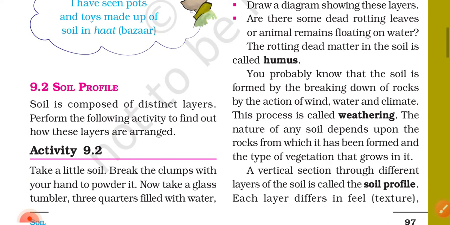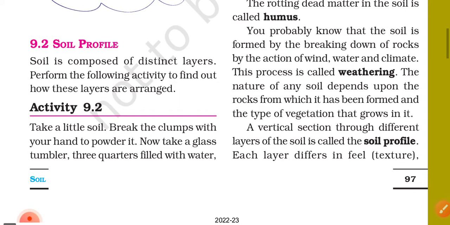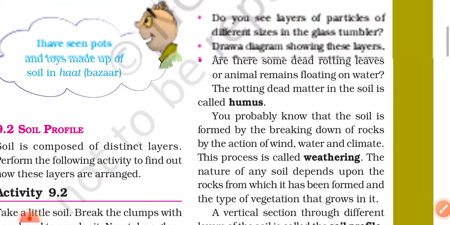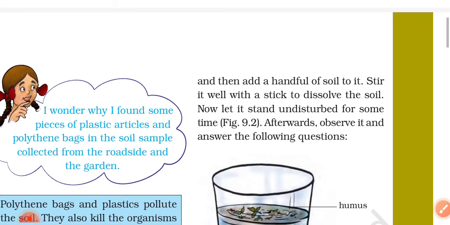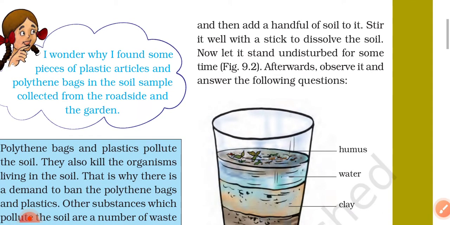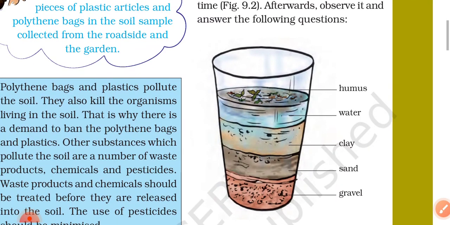9.2 Soil profile. Soil is composed of distinct layers. Perform the following activity to find out how these layers are arranged. Activity 9.2: Take a little soil, break the clumps with your hands to powder it. Now take a glass tumbler, three-fourths filled with water, and then add a handful of soil to it. Stir it well with a stick to dissolve the soil. Now let it stand undisturbed for some time. Afterward, observe it and answer the following questions.